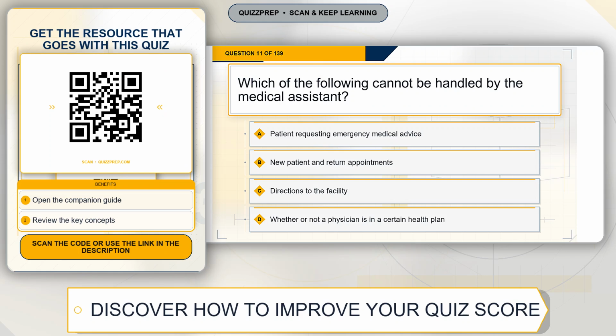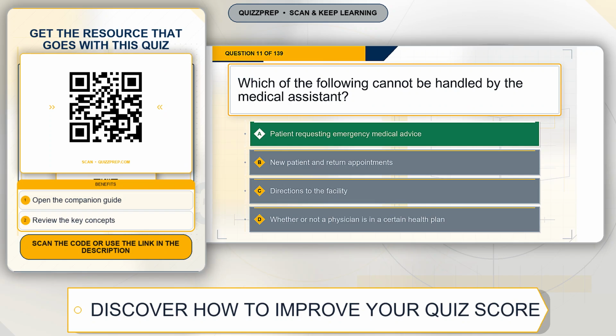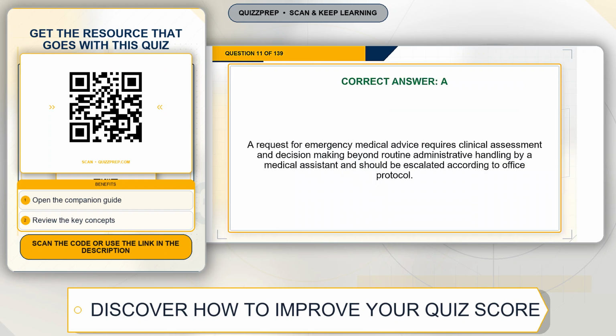Question 11. Which of the following cannot be handled by the medical assistant? Option A, patient requesting emergency medical advice. Option B, new patient and return appointments. Option C, directions to the facility. Option D, whether or not a physician is in a certain health plan. The correct answer is option A, patient requesting emergency medical advice. Explanation. A request for emergency medical advice requires clinical assessment and decision-making beyond routine administrative handling by a medical assistant and should be escalated according to office protocol.